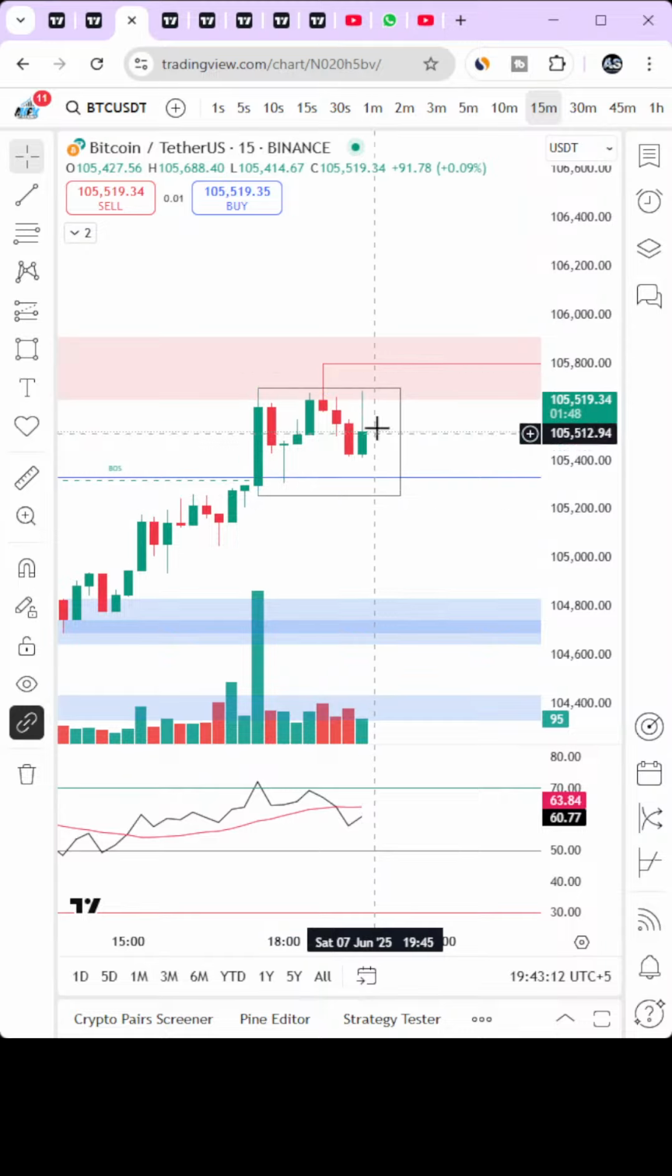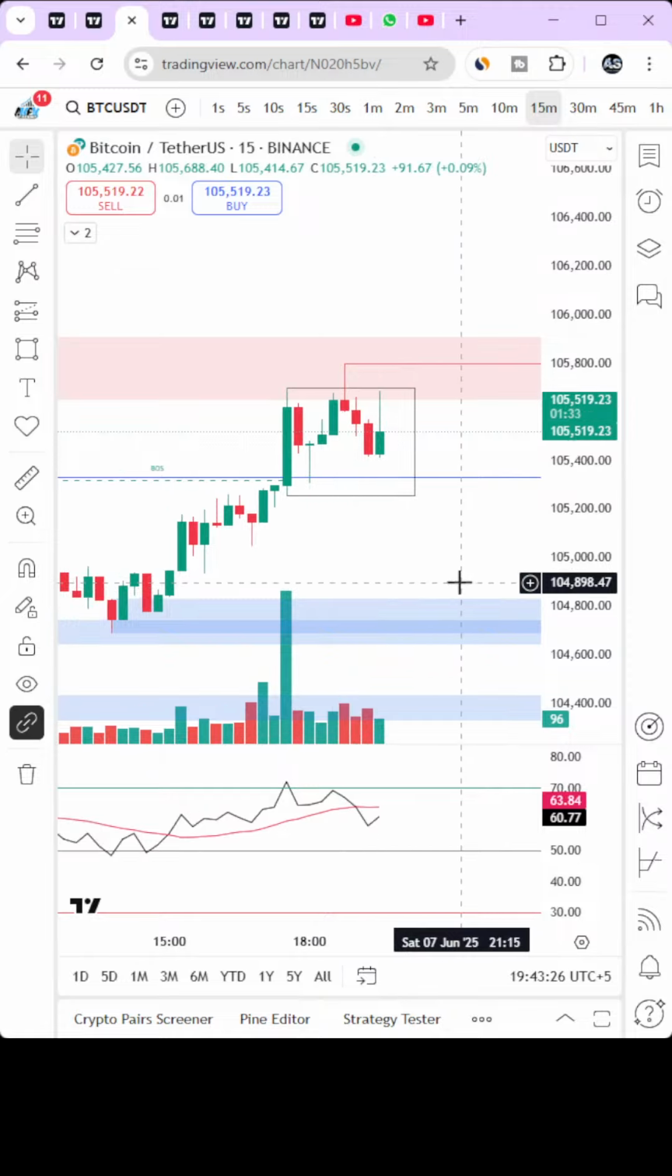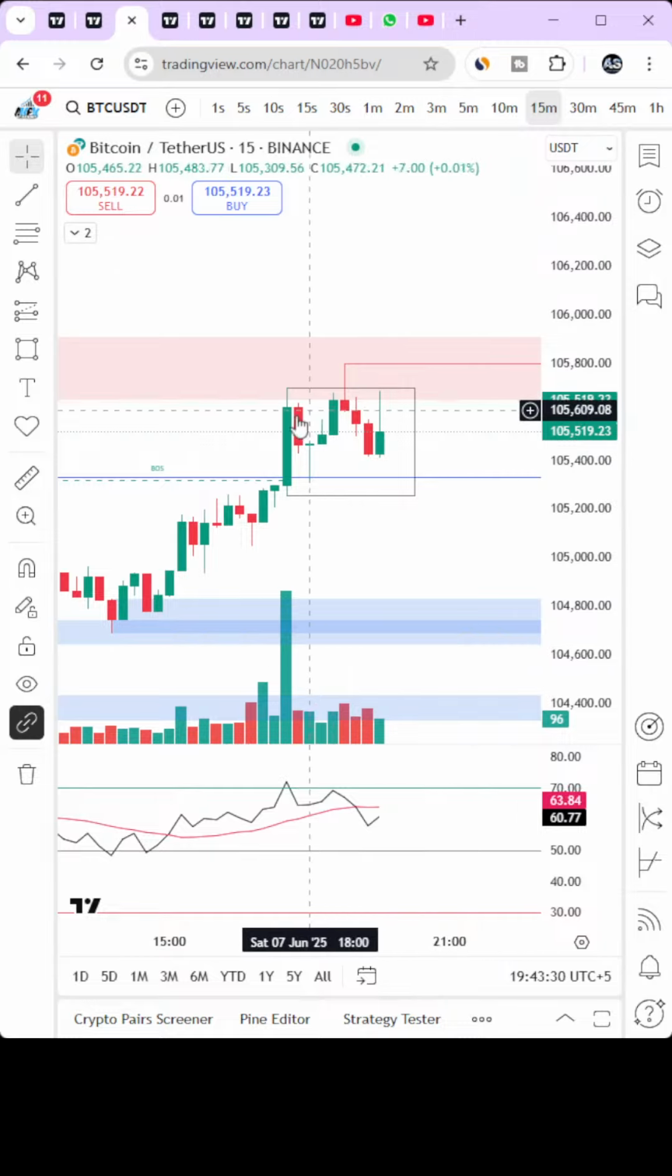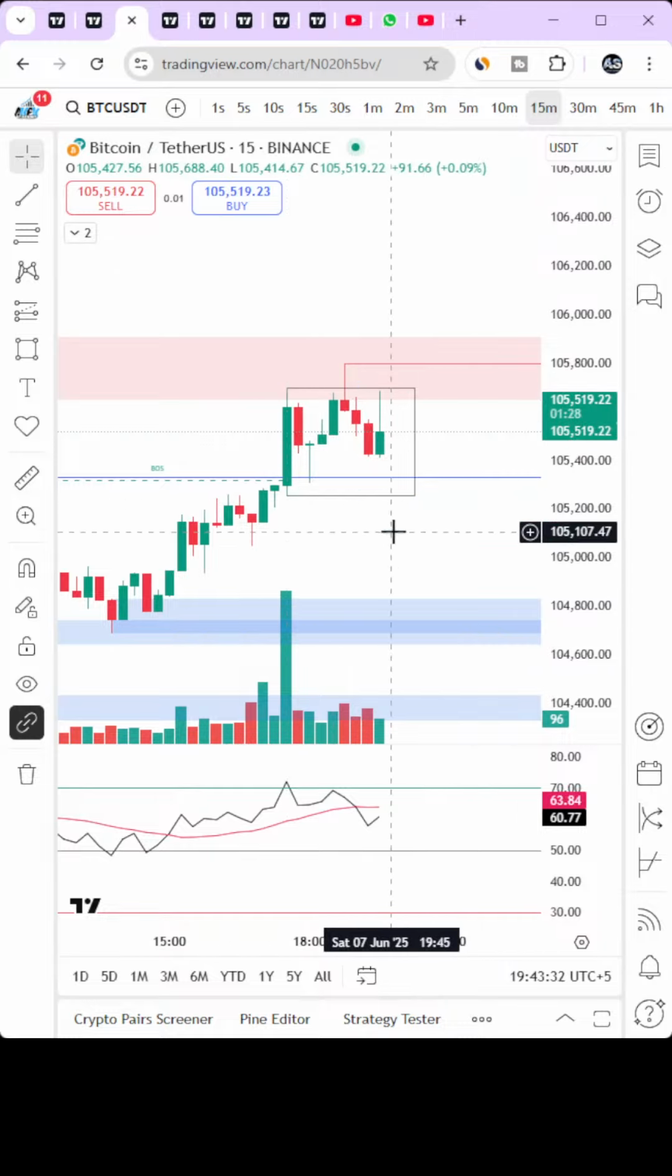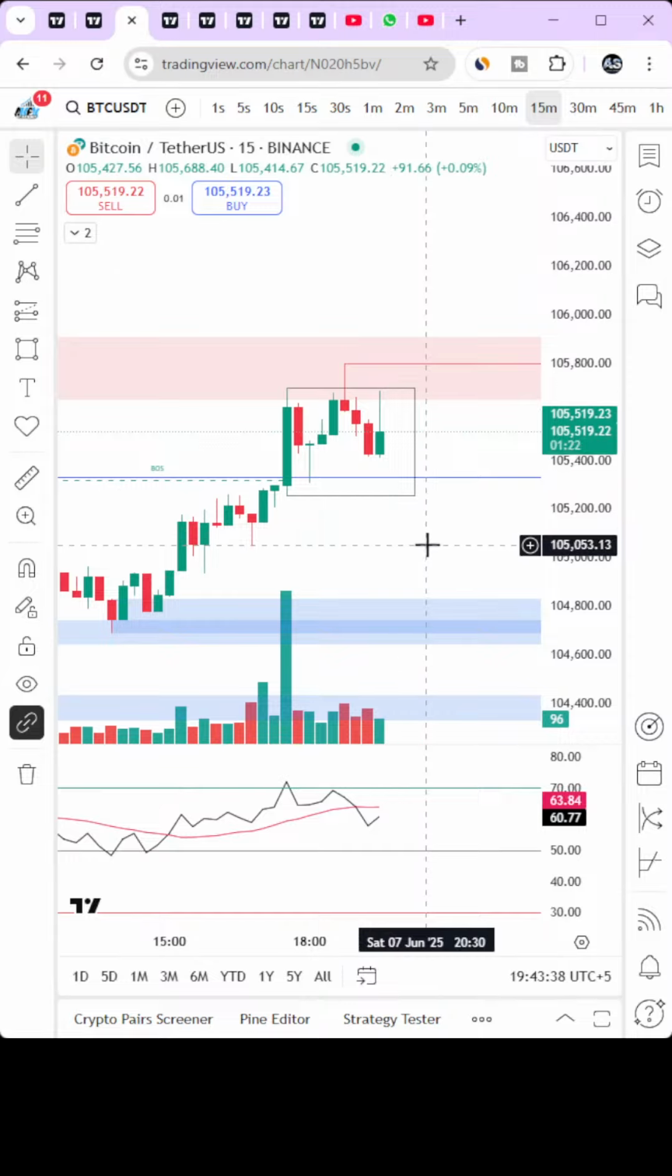Now we have to wait here to close this candle or make any other selling candles. There is only 1 minute and 39 seconds remaining in this candle closing. Now this is the base candle. Yeah, trapping buyers here.